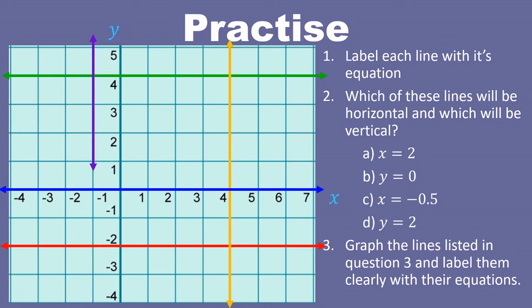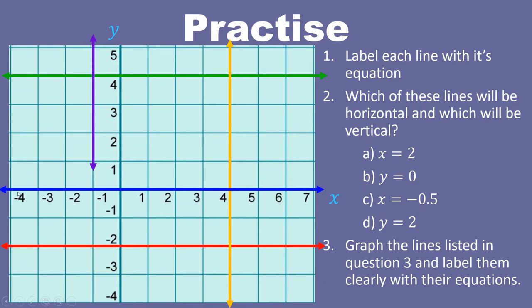For question 2, I just want you to look at these equations and tell me which of these lines will be horizontal and which will be vertical. That should be fairly straightforward given what we've just been through in our note about the rules for horizontal and vertical lines. For question 3, I want you to set out your own set of axes and pay attention to how big your axes need to be.